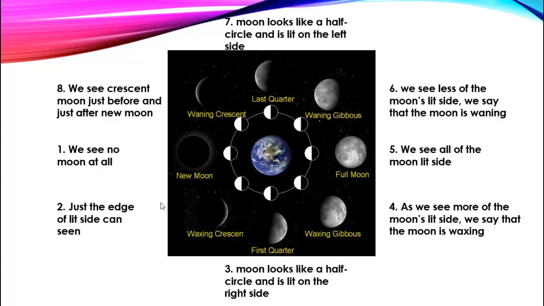crescent. We see a crescent moon just before and after new moon. So again: new moon, crescent, first quarter, waxing, full moon, waning, last quarter, and crescent again. These are the 8 moon phases.